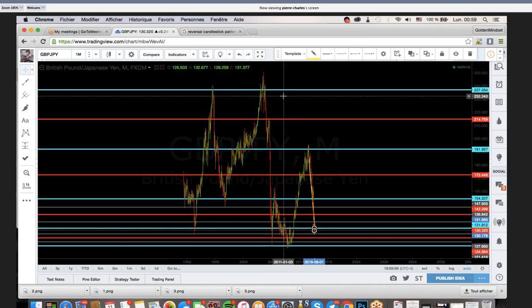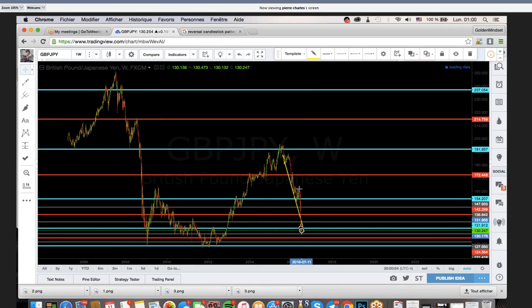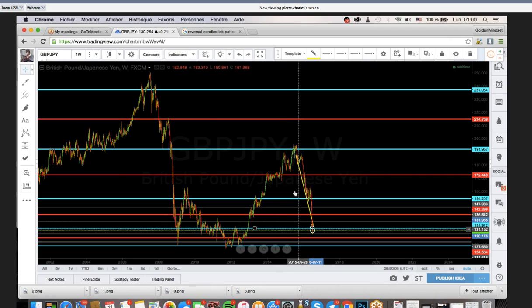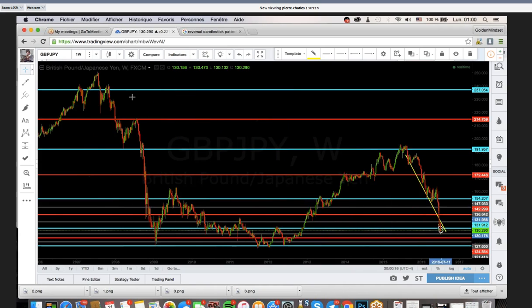We start with the monthly level. Then go to the weekly level. So you go on the weekly chart. You do the weekly, you do the same thing with the daily, and for me, that's it. I normally stop there.